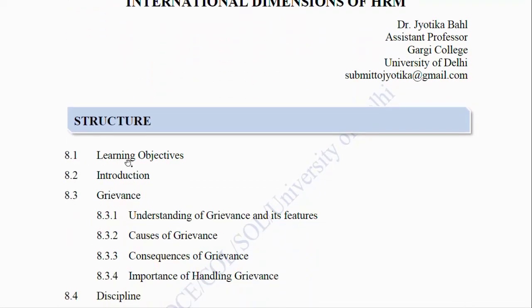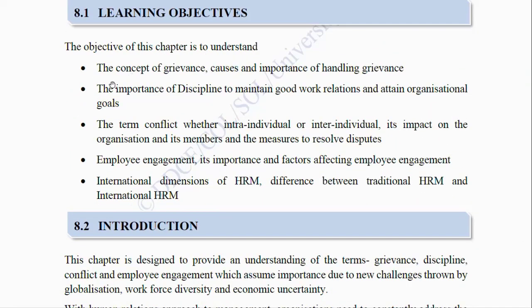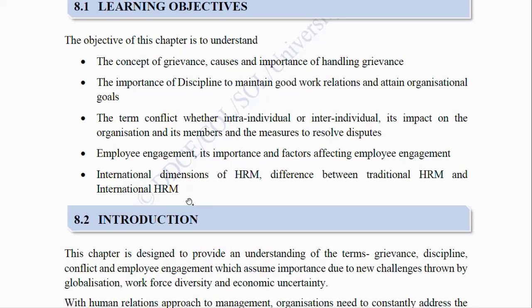8.1, Learning Objectives. The objective of this lesson is to understand the concept of grievance, causes, and importance of handling grievance, the importance of discipline to maintain good work relations and attain organizational goals, employee engagement, its importance, and factors affecting employee engagement. Lastly, the objective is to understand international dimensions of HRM, difference between traditional HRM and international HRM.